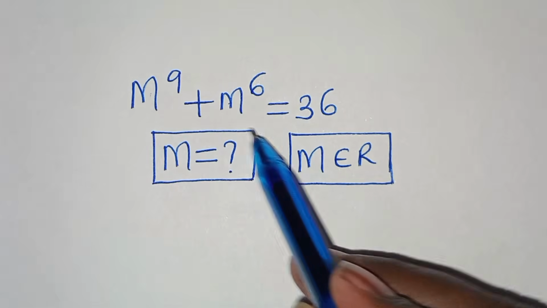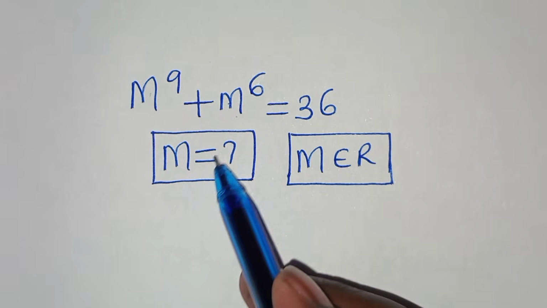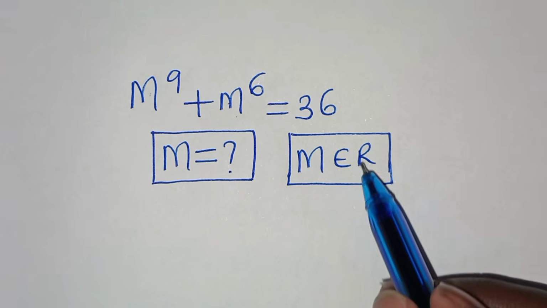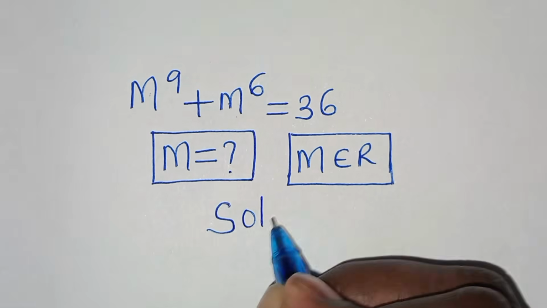m to the power of 9 plus m to the power of 6 is equal to 36. So what is the value of m, given that m is a member of the real numbers? Now let's provide a solution from here.